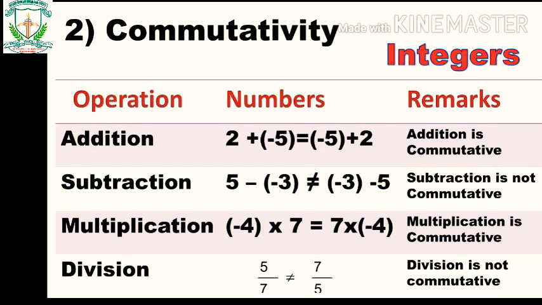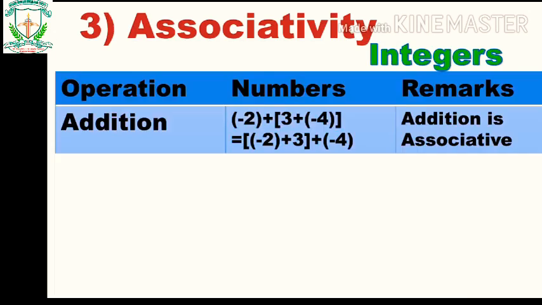Let's talk about the third property, that is the associative property for integers. Now we all know what the associative property is. Here again we play around with the order of the integers. Let's take an example. First we will talk about addition. In this case, let us consider three integers: minus 2, 3 and minus 4.